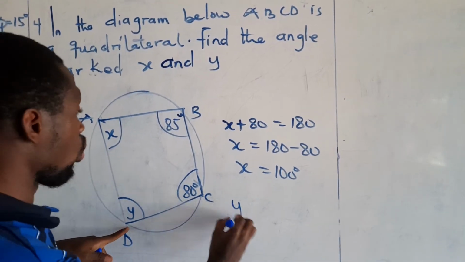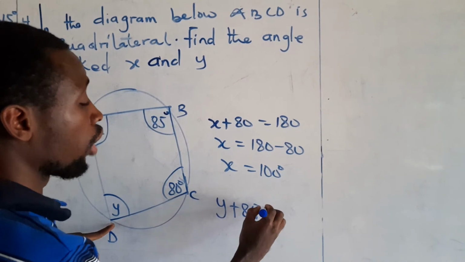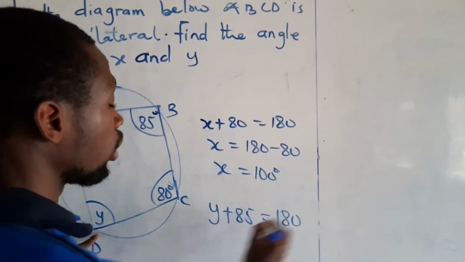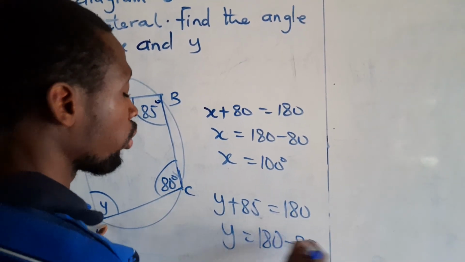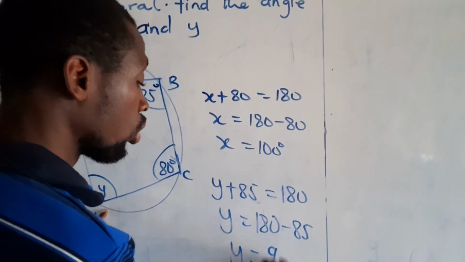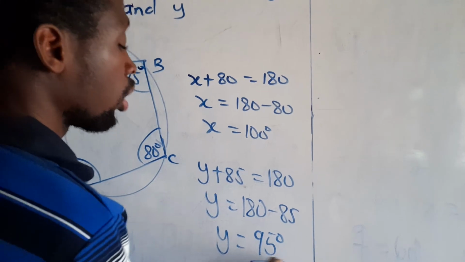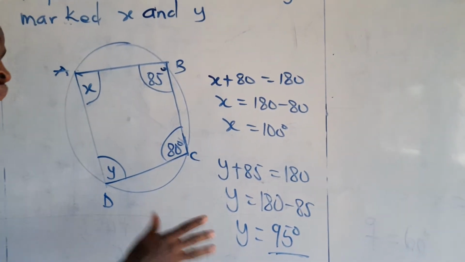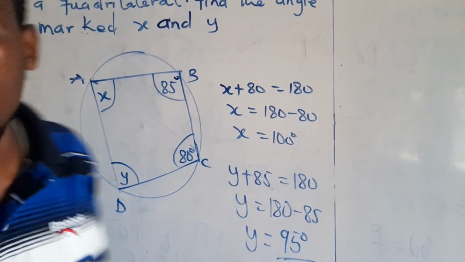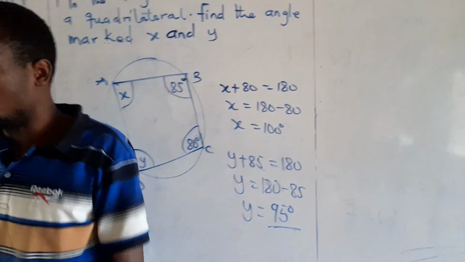Also, y plus 85 will equal 180 degrees. Y will be equal to 180 degrees minus 85. So y will be equal to 95 degrees. I hope this is very simple. Yeah, I know you can do this. Okay, so I'll leave this question with you.